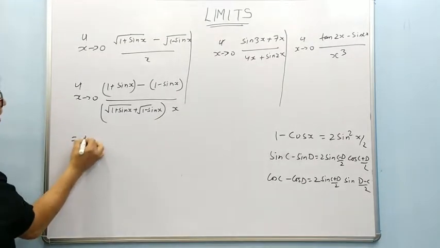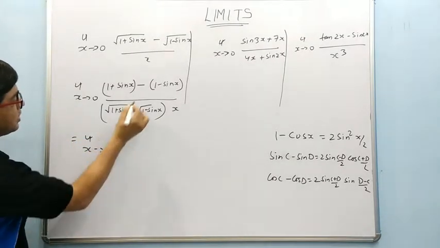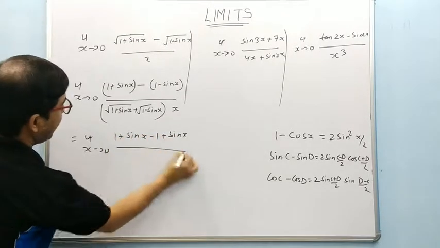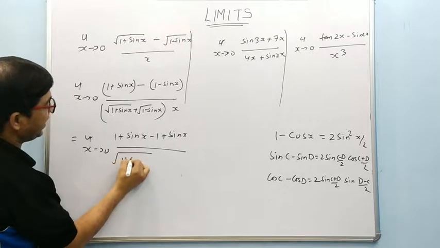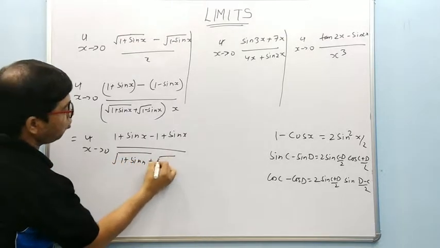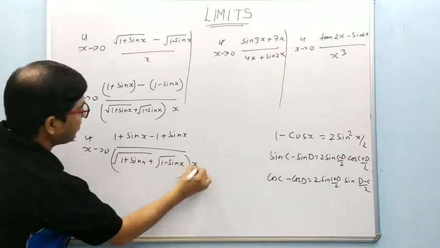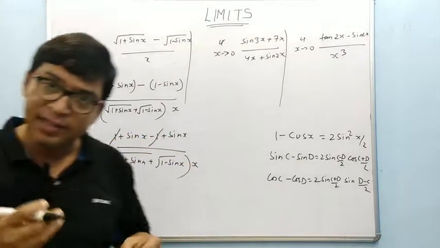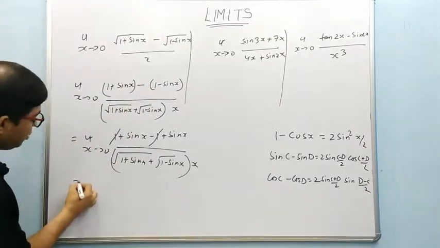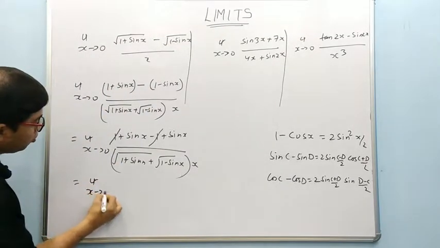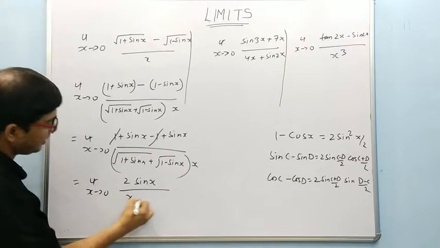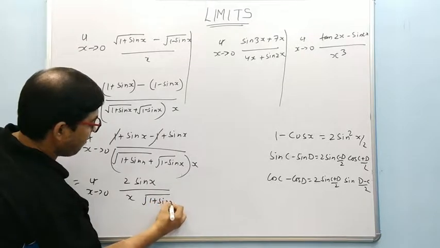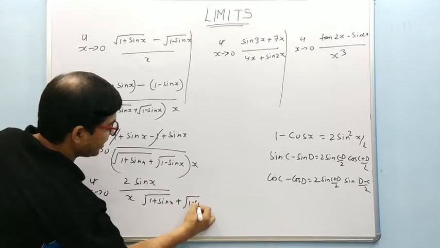So on opening it up, limit x tends to 0, this is 1 plus sin x minus 1 plus sin x, and here it is under root 1 plus sin x plus under root 1 minus sin x, and x. Now see, this 1 is getting cancelled out. What we are left with in the numerator is 2 sin x. So this can be written as 2 sin x by x into under root 1 plus sin x plus under root 1 minus sin x.